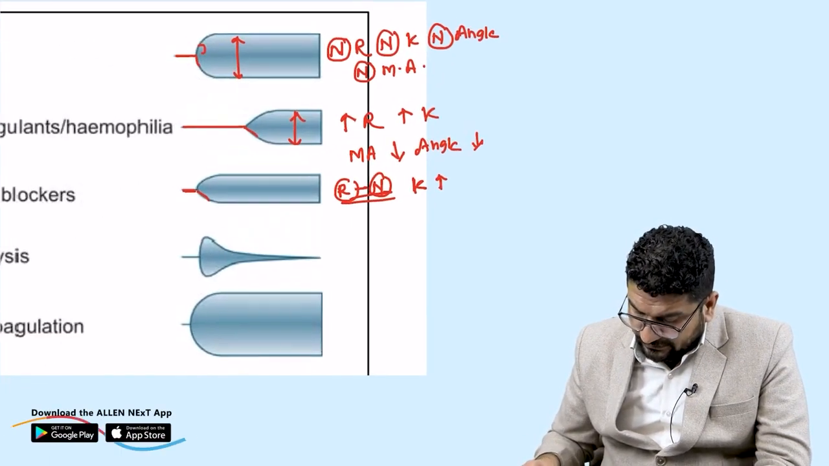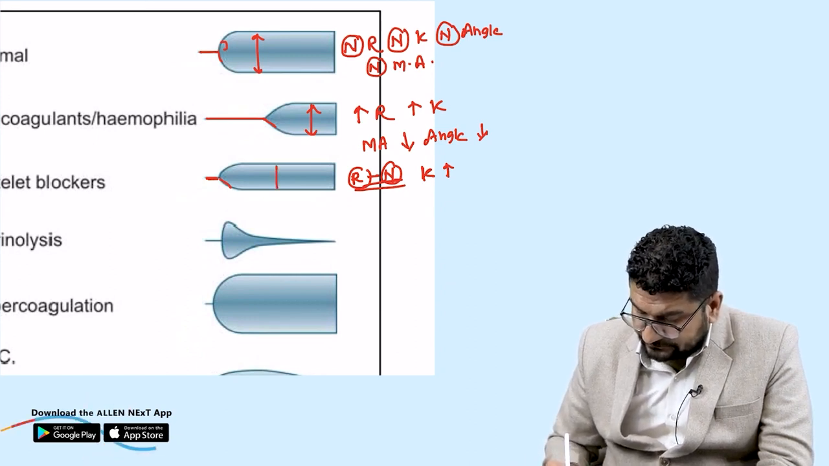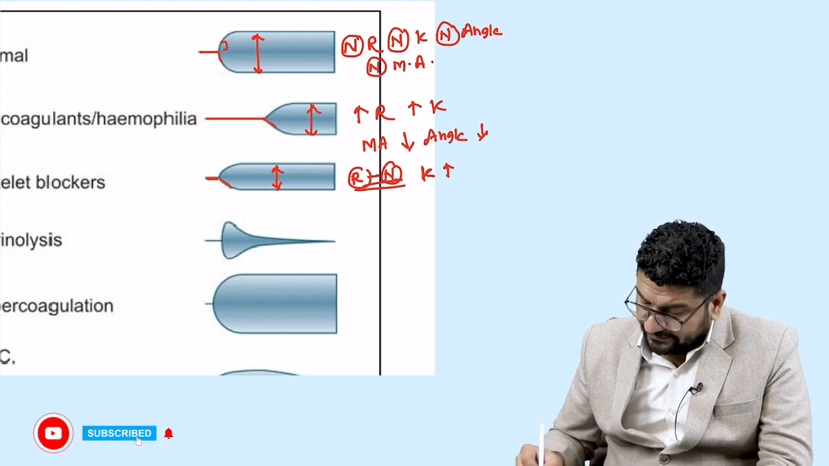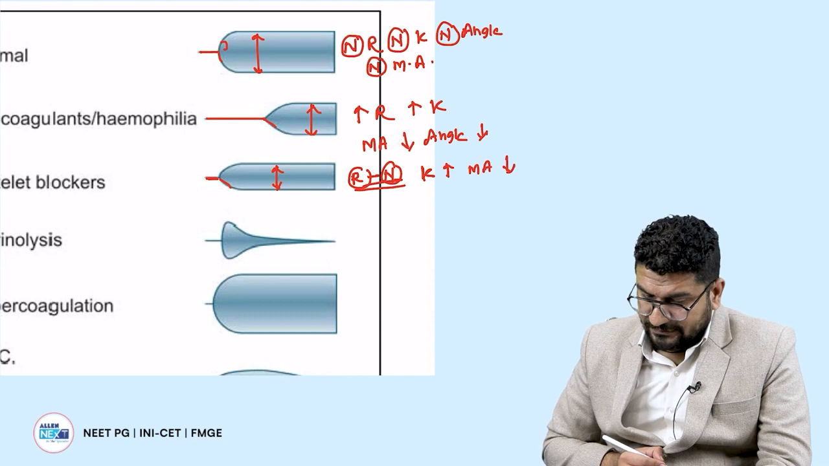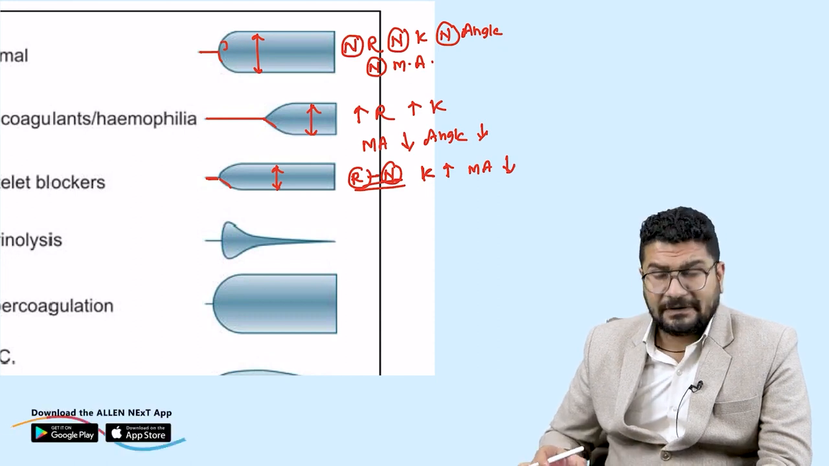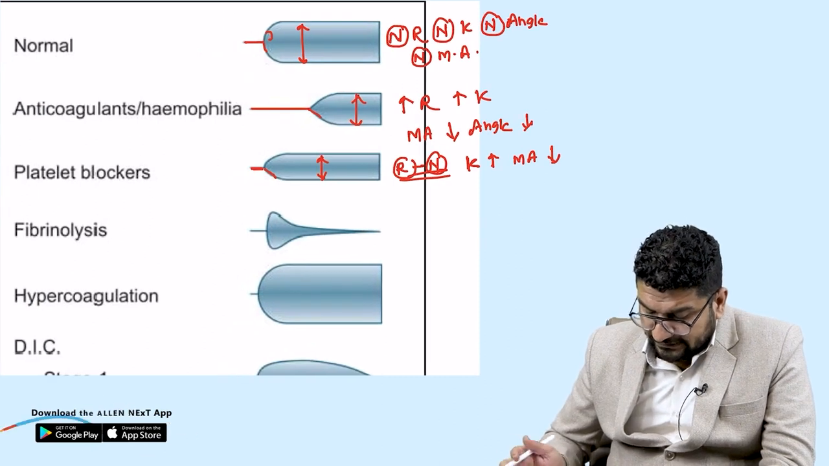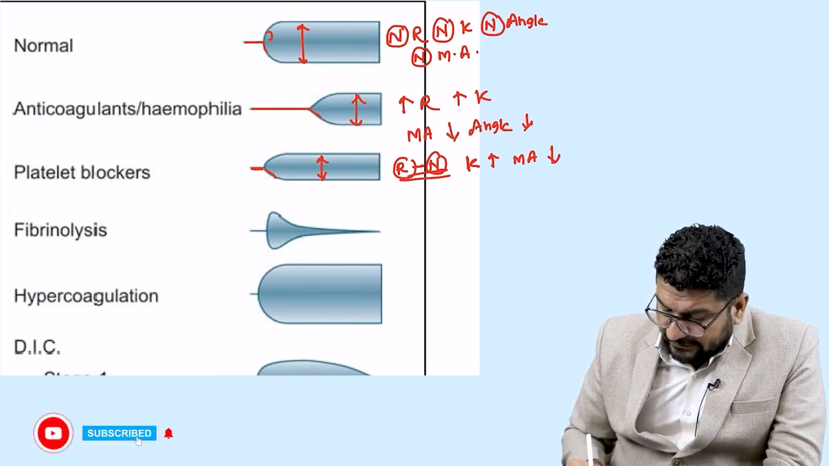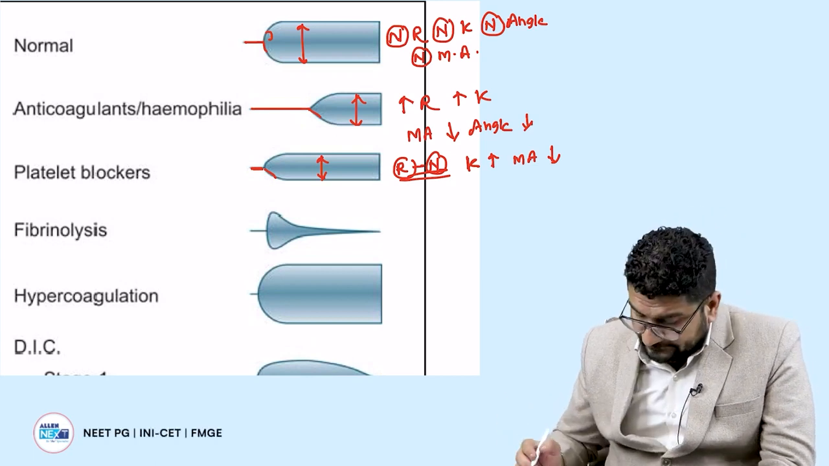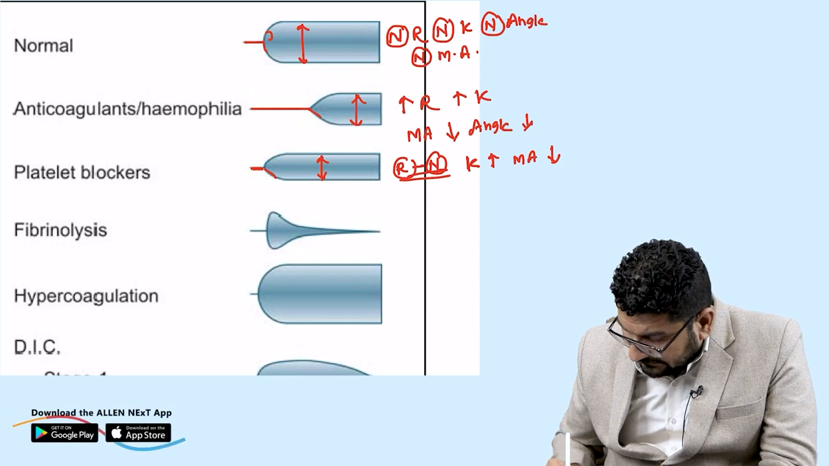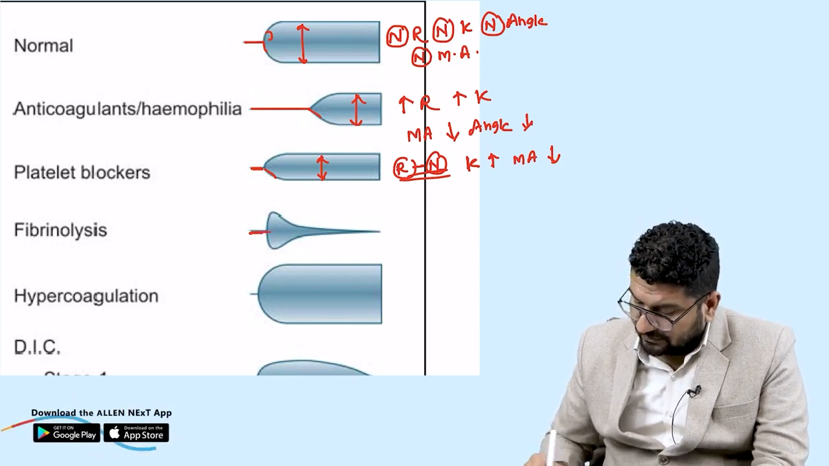Then you can notice maximal amplitude. Maximal amplitude कैसा हो गया यहाँ पर? कम हो गया. Maximal amplitude is reduced. Right? So whenever a person, इसको हम क्या बोलते हैं? इसको बोलते हैं platelet का defect है कोई. So either any platelet defect, or a person is having platelet blockers, means some anti-platelet drugs चल रहे हैं. So if you focus on this, अगर आप इसको देखोगे, then you can notice R is almost normal. So R कैसा है?